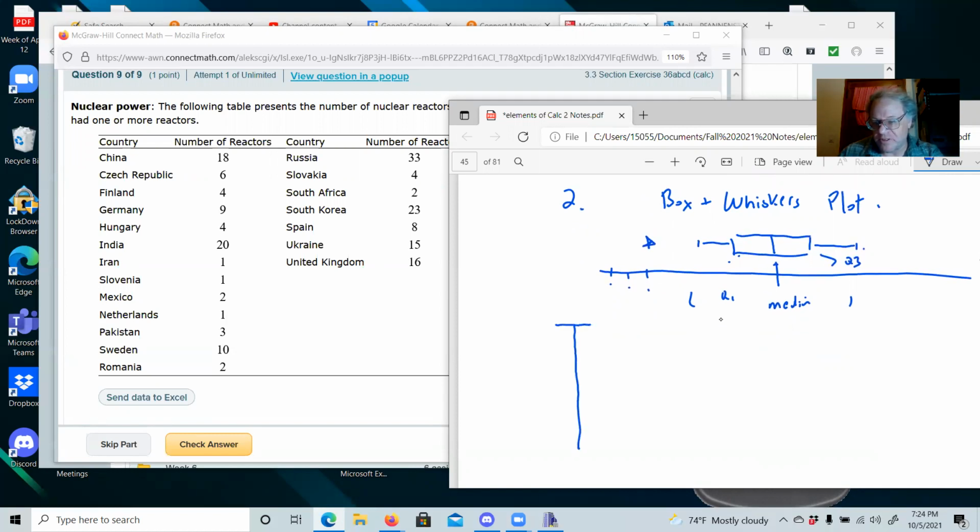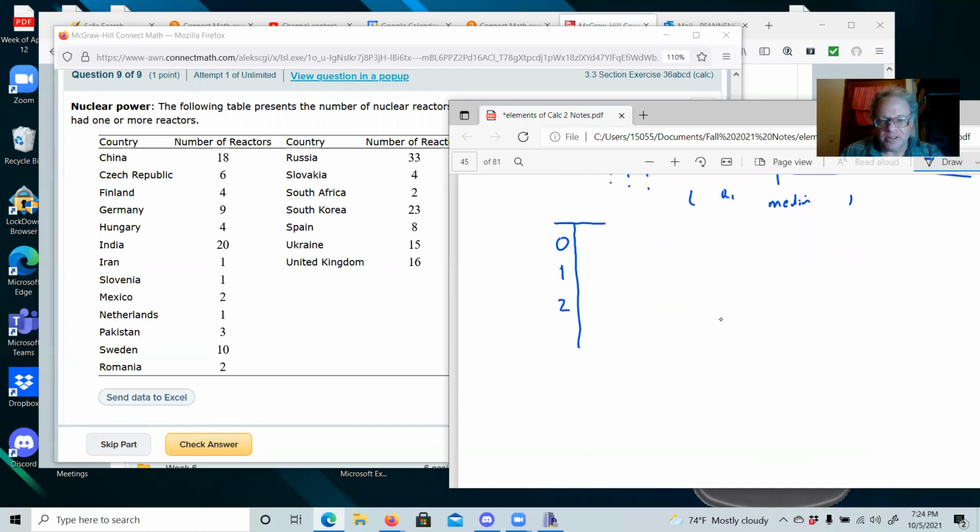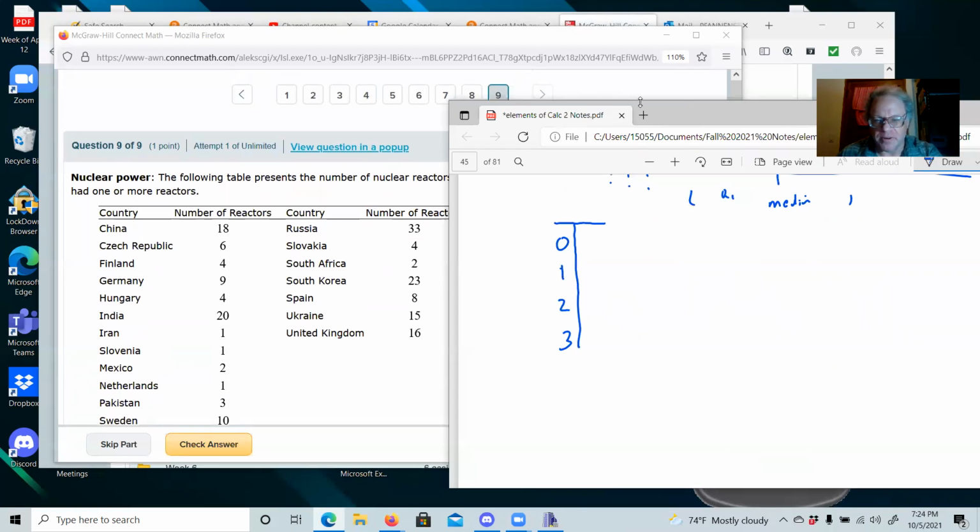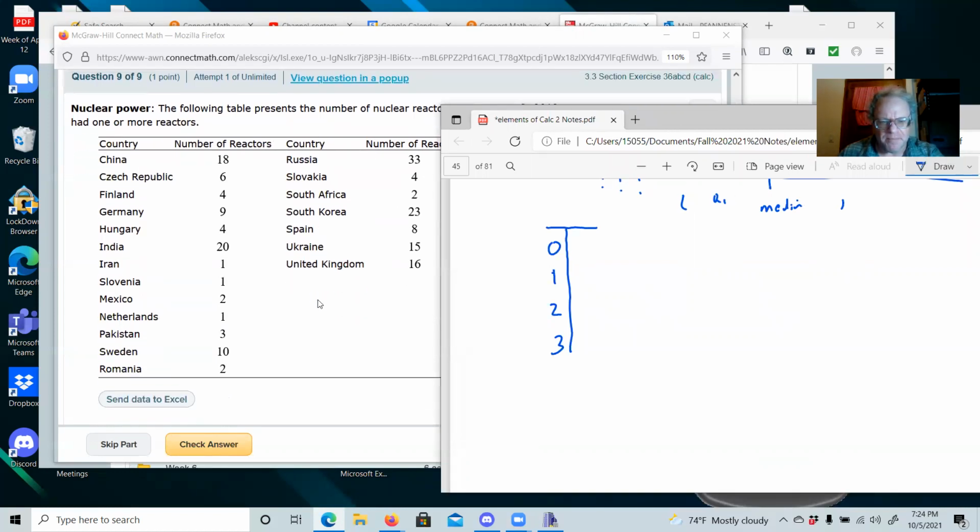I don't quiz you guys on this one, but what we're going to do is write down how many things are in the ones column, how many things are in the tens column, how many things are in the 20s. It looks like we have to do the 30s. And then Russia was the end of it, so we don't have to do the 40s. I don't think any country has 40 nuclear reactors, ours might, but I don't know.